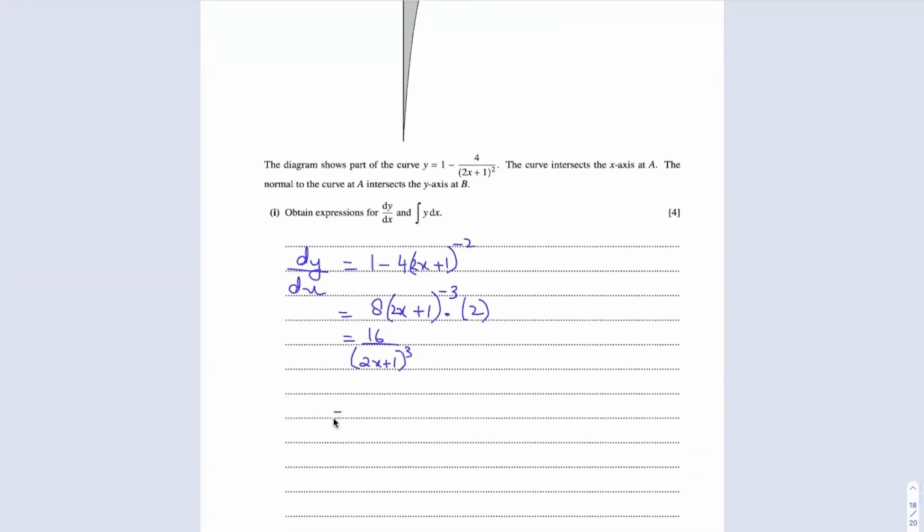For the integral of y, again we'll write it as 1 minus 4 into (2x + 1) to the power -2. Integrating 1, we get x. Integrating this function, we'll get (2x + 1), the power will increase by 1 and it will divide by -1 and multiplied by the derivative of the function, which will become 2. So the final answer will be x plus 4 upon 2, which will become 2, into (2x + 1) to the power minus 1. Or we can write it as x plus 2 upon (2x + 1).